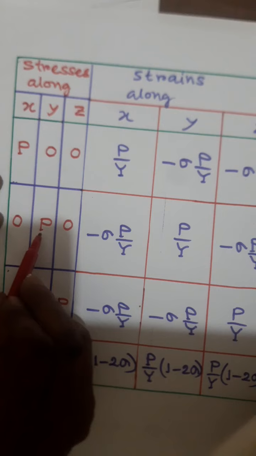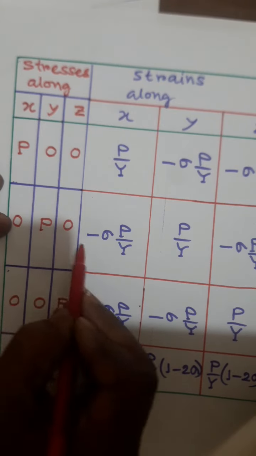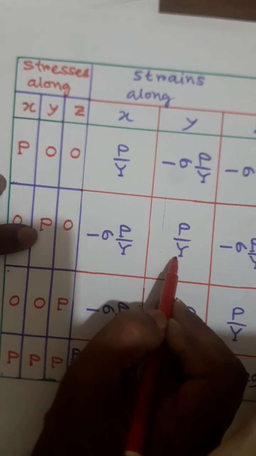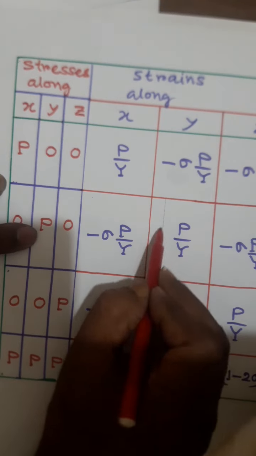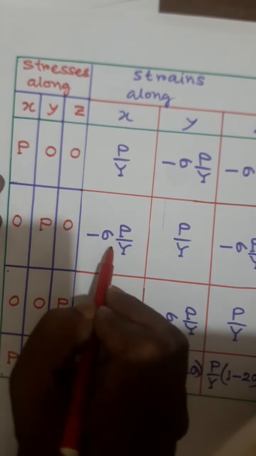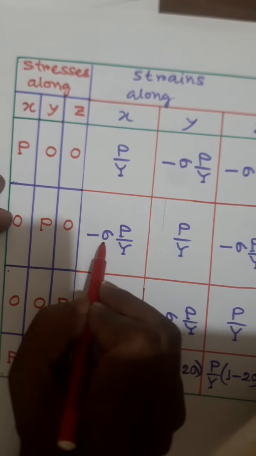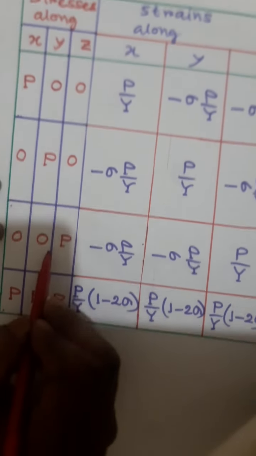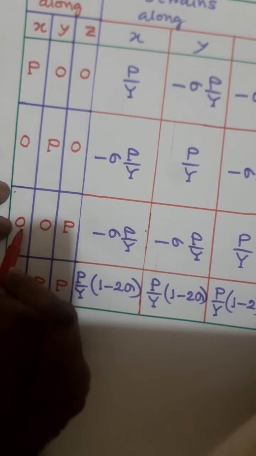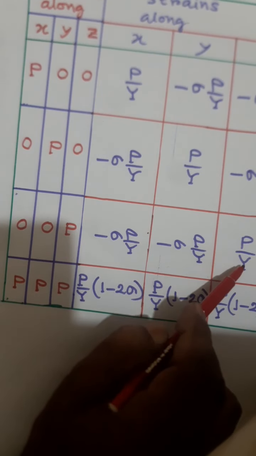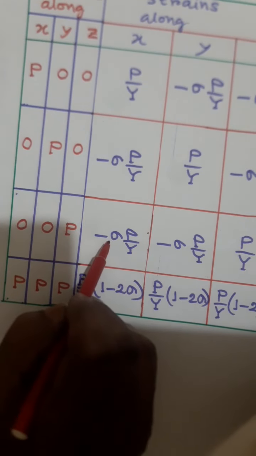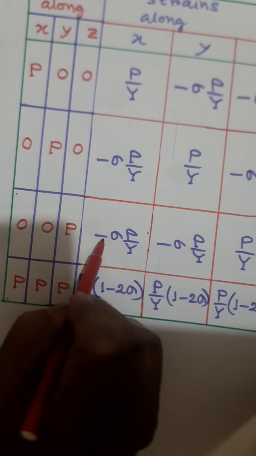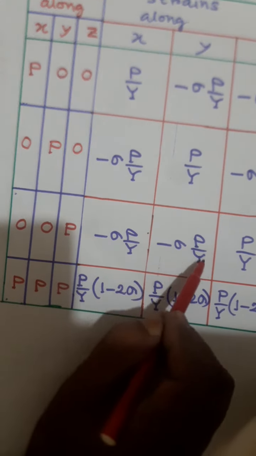Similarly, 0 P 0 makes P by Y longitudinal strain along the y-axis and minus sigma P by Y along the other two axes. Third one, 0 0 P makes a longitudinal strain P by Y along the z-axis and minus sigma P by Y in the other two axes.